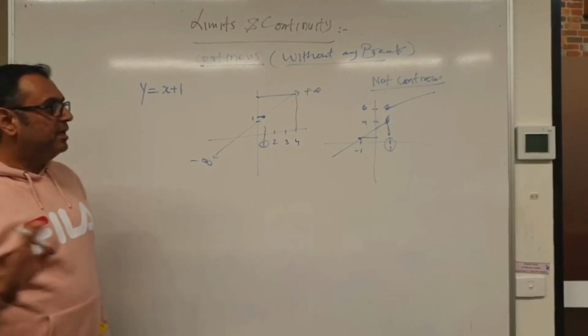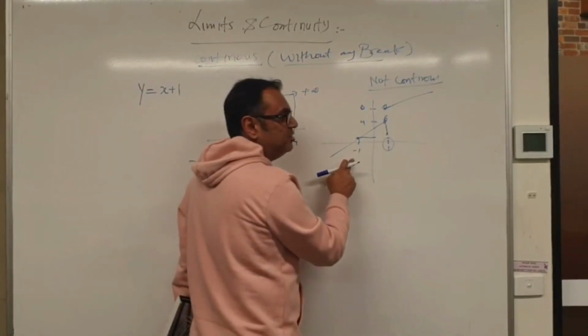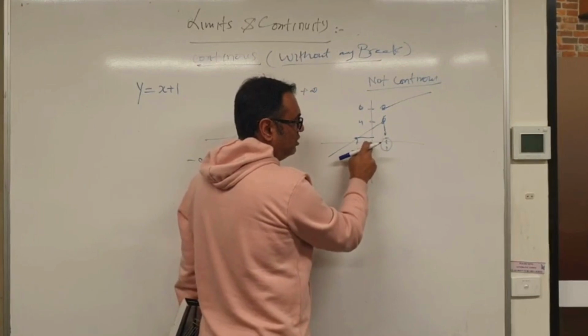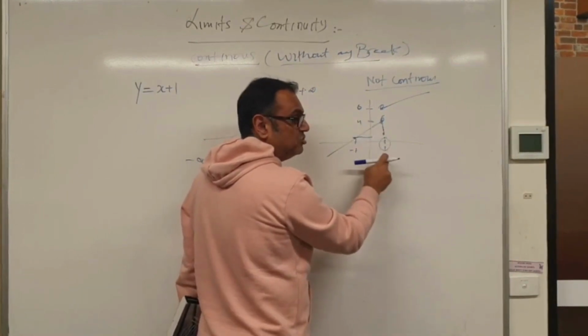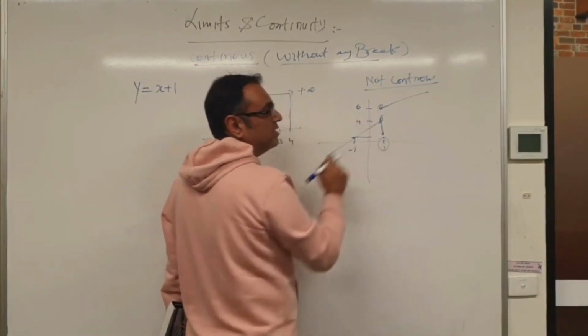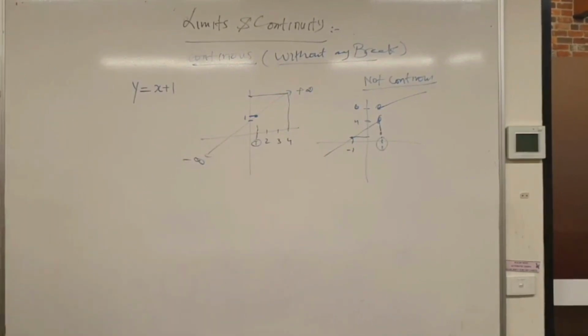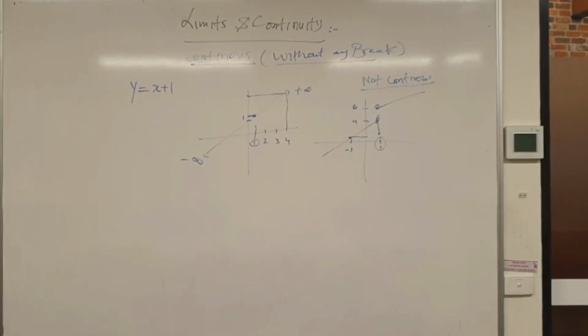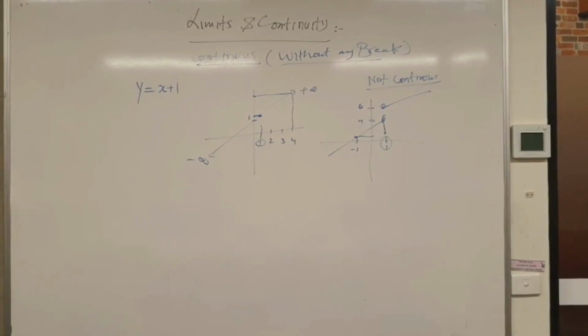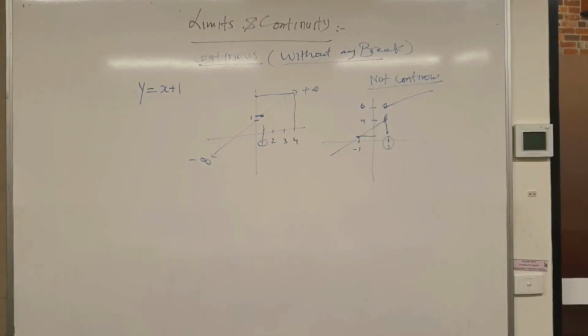At x equals minus 1, is this continuous? Yes. At x equals 0, continuous? Yes. At x equals 1, no. There's a problem. This is what continuity means, right? Let's do an example, probably a question that will make it make more sense.